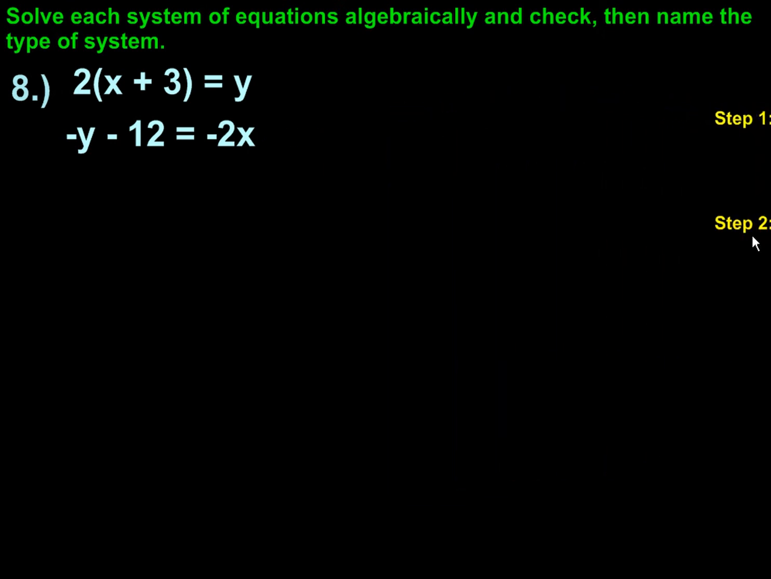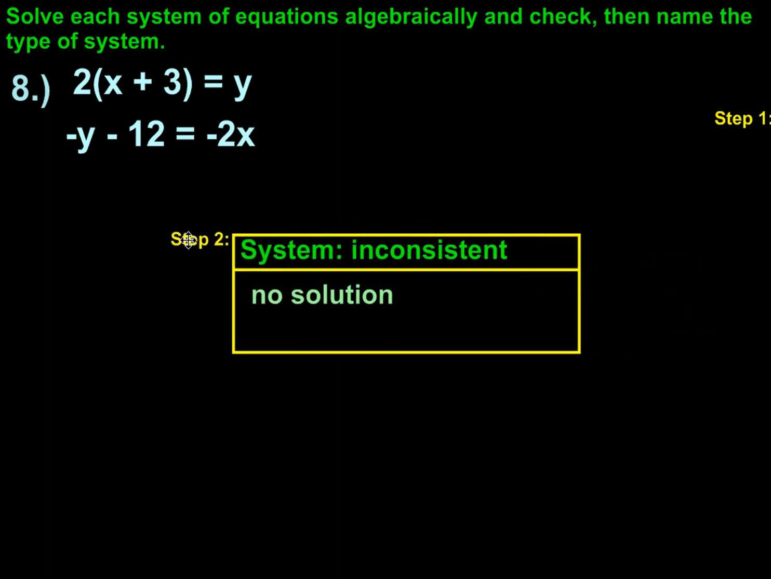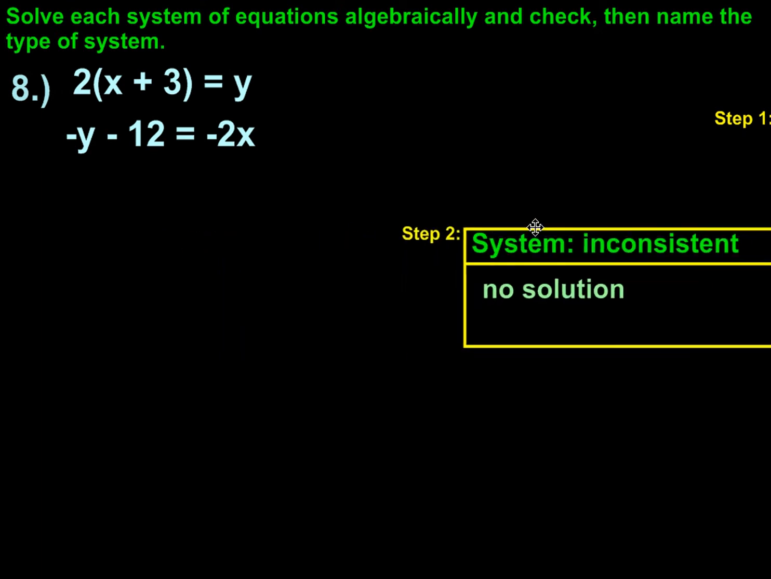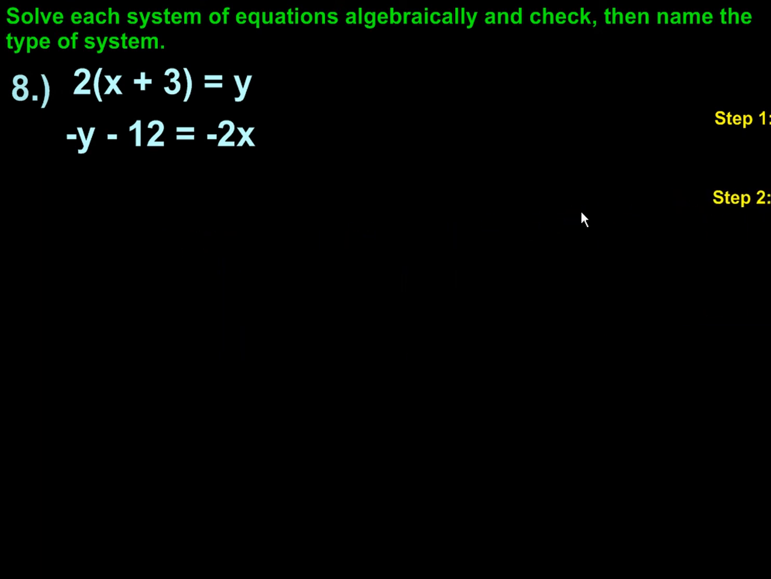Now, knowing that, I can come to a conclusion as to what kind of system I have. Inconsistent systems are systems that have no solution. So I feel pretty confident in labeling it as that.